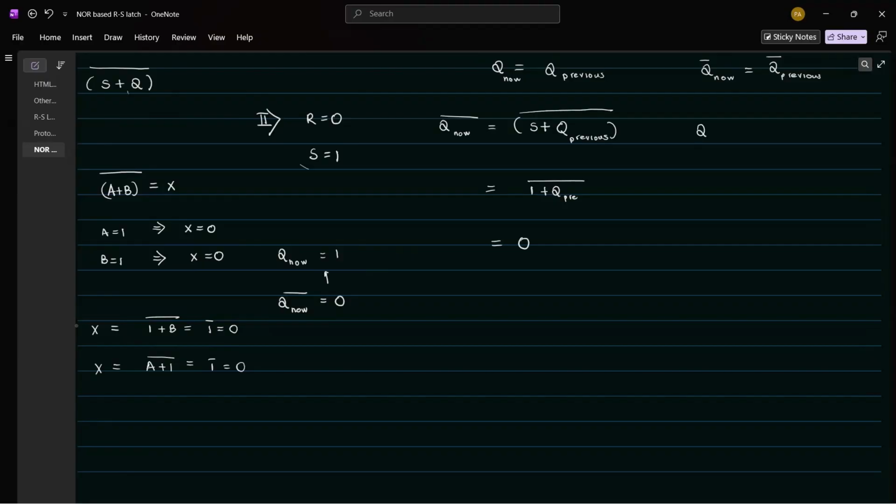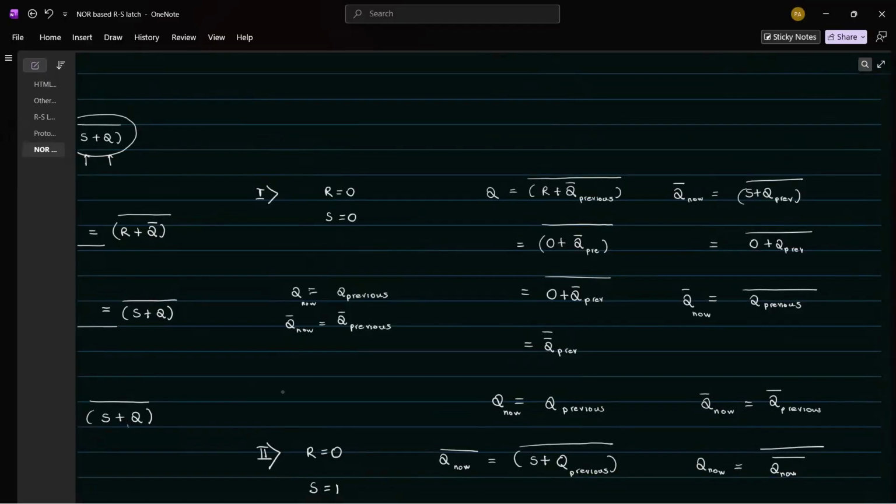So we can say Q now is equal to the bar of Q now whole thing bar. And we know Q now whole thing bar is equal to 0, so 0 bar is equal to 1. That's the idea.